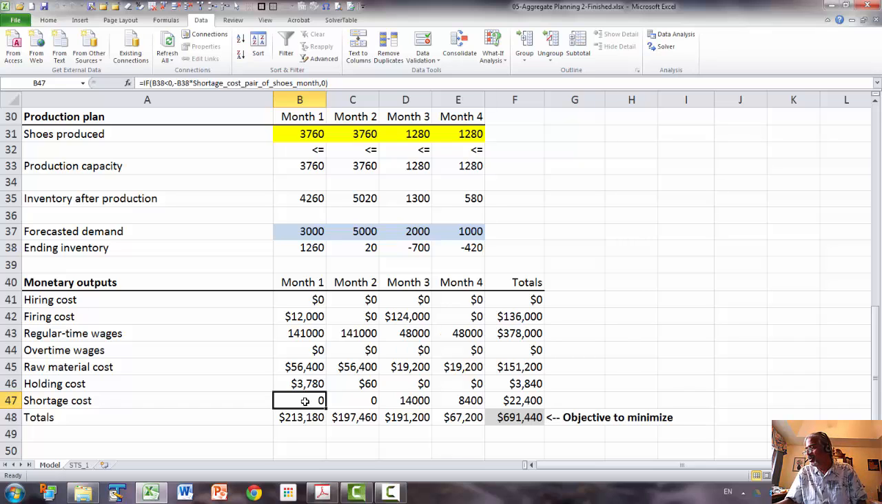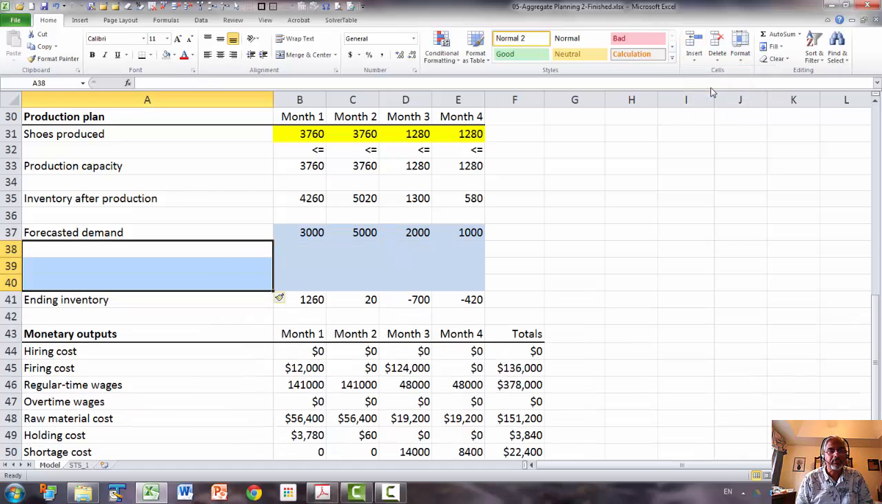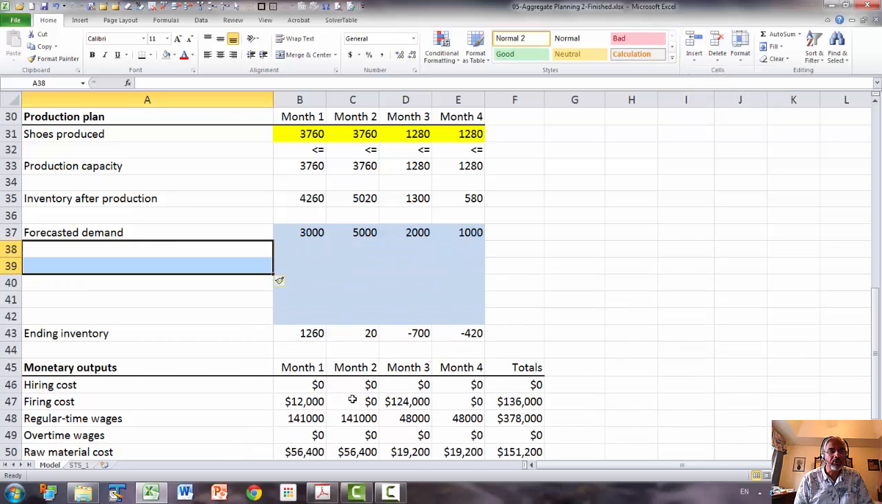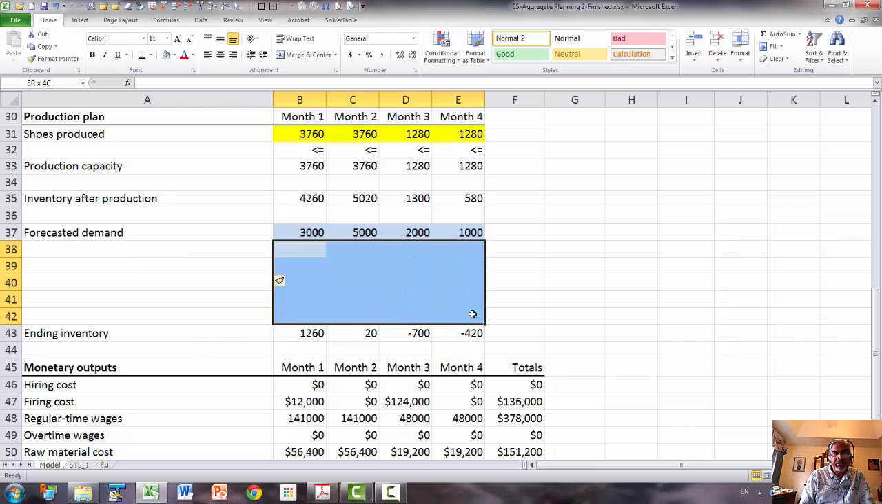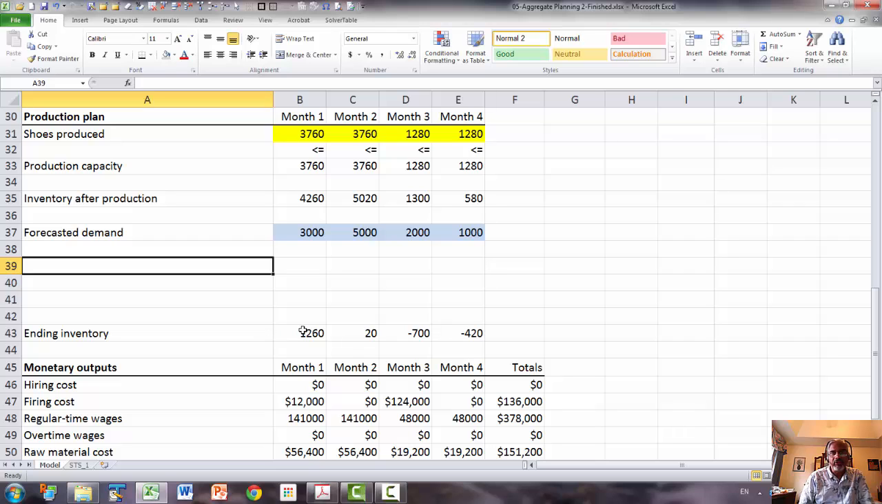And for that, what we're going to do is insert, after forecasted demand, let's go ahead and insert 3 more rows. Okay, actually we need 5 rows. So I'm going to insert 2 more rows. Okay. So now, let's clear this. Now here is the ending inventory.